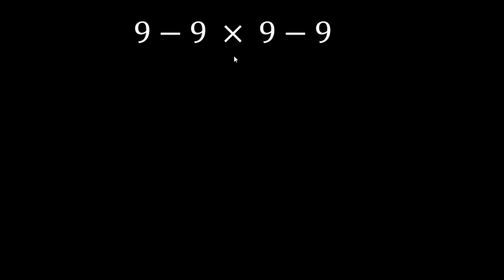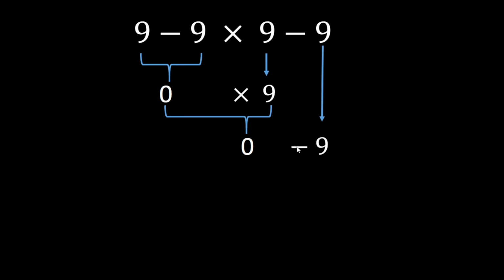Here's a math problem that confuses almost everyone. 9 minus 9 times 9 minus 9. Let's look at some of the most common mistakes people make. First mistake, they go straight from left to right and say, 9 minus 9 equals 0, 0 times 9 equals 0, and 0 minus 9 equals negative 9.